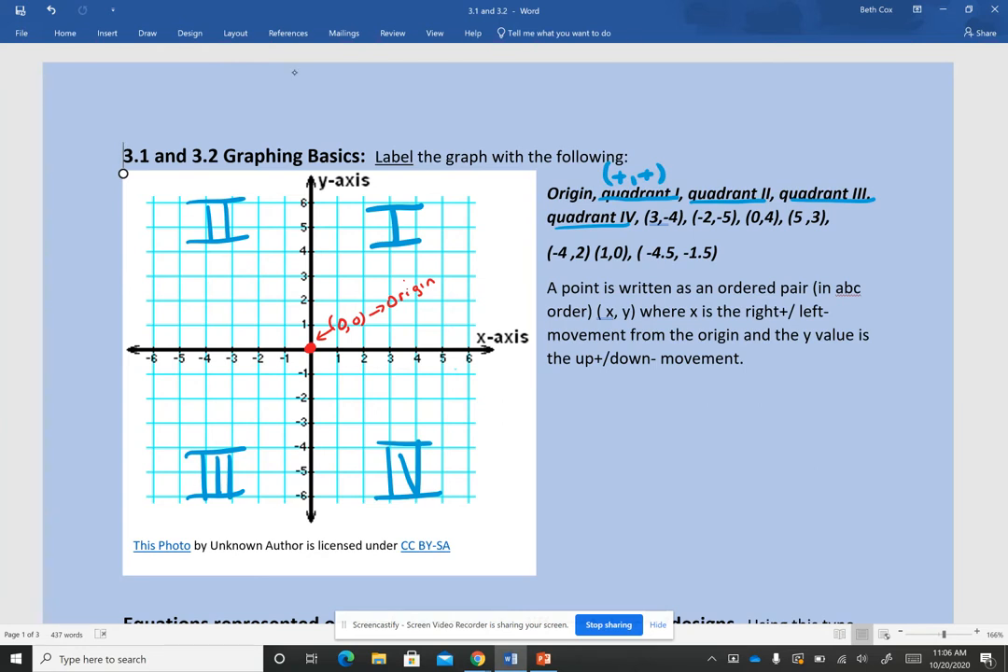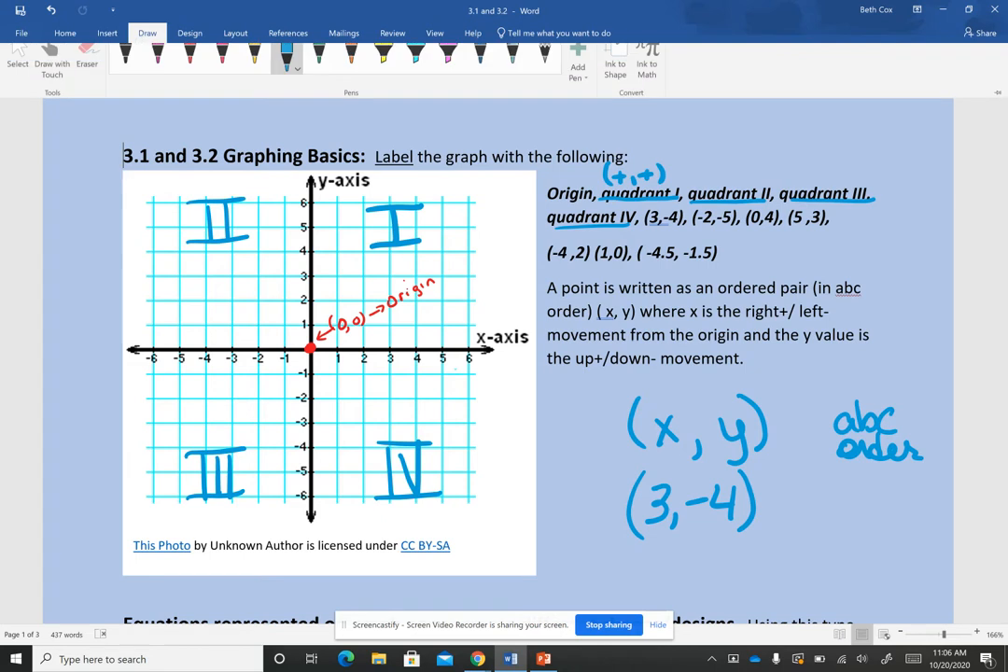Now we remember each point is an X and a Y, and these are always in ABC order, so you always know that the first one is the X and the second one's the Y. The X is a right or left movement, and the Y is up or down. So when we have the point 3, negative 4, that is 3 to the right and 4 down.